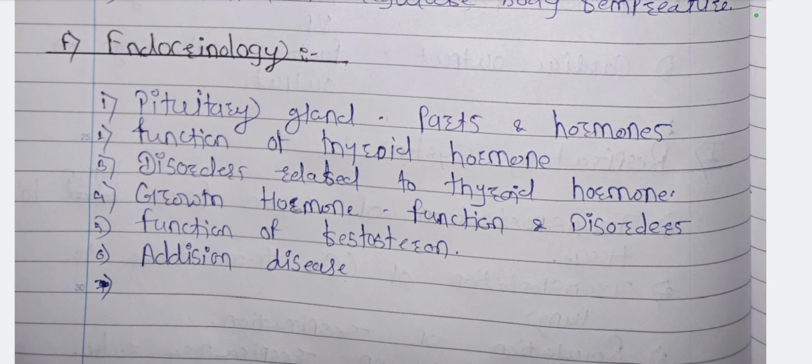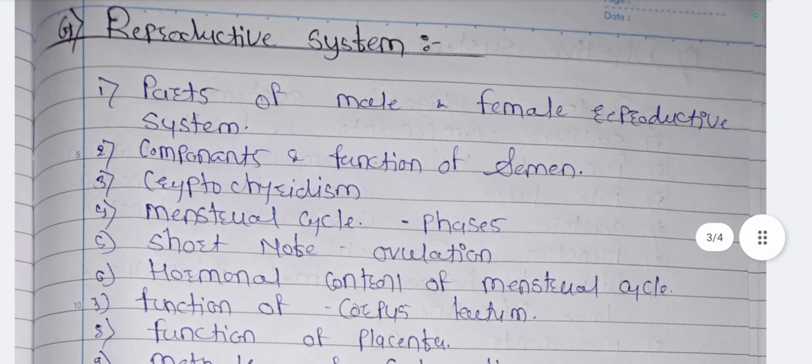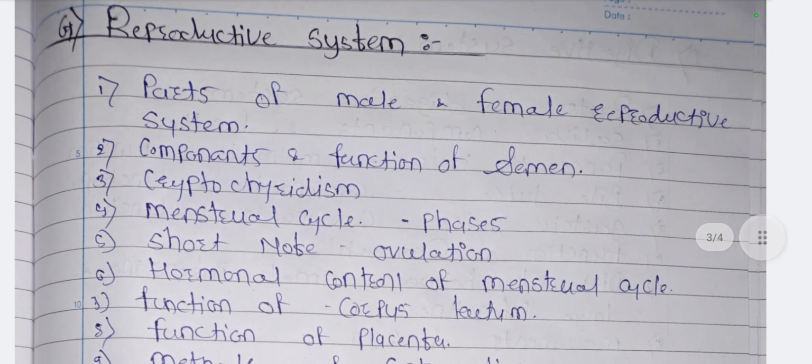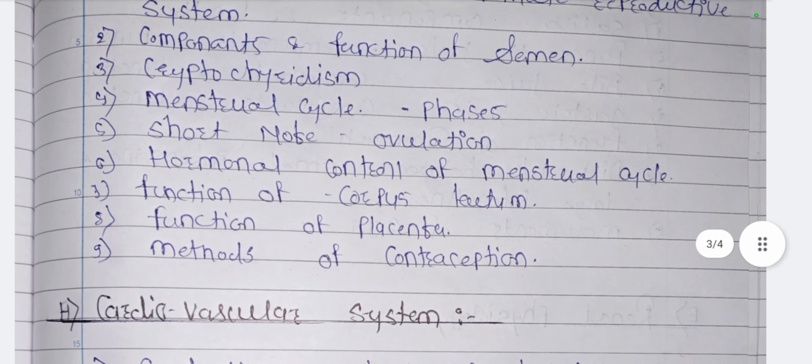Then function of the testosterone, both in males and females. Then Addison disease. Then important topics of the reproductive system. First one is the parts of the male and female reproductive system with their diagrams. Then components and function of the semen. Then cryptorchidism, menstrual cycle and its phases.